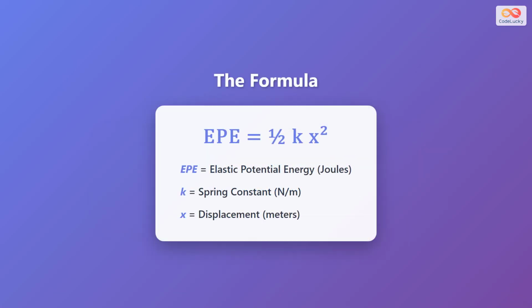The formula for calculating elastic potential energy is EPE equals 1/2 kx squared. Here, EPE represents elastic potential energy measured in joules. K is the spring constant measured in newtons per meter, which tells us how stiff the spring is. X is the displacement in meters, which is how much the spring is stretched or compressed from its normal position.